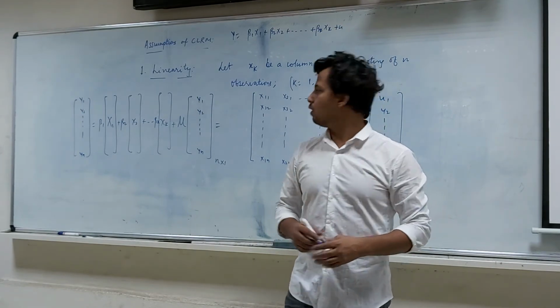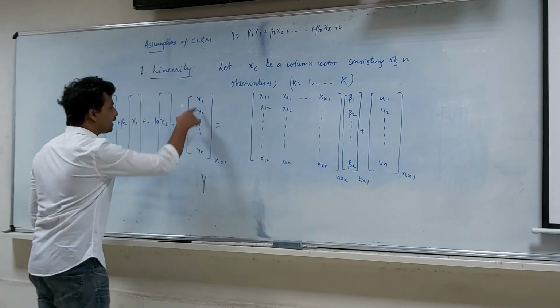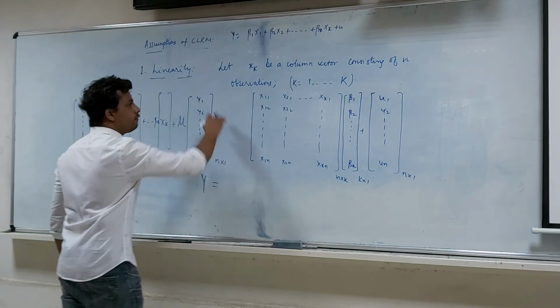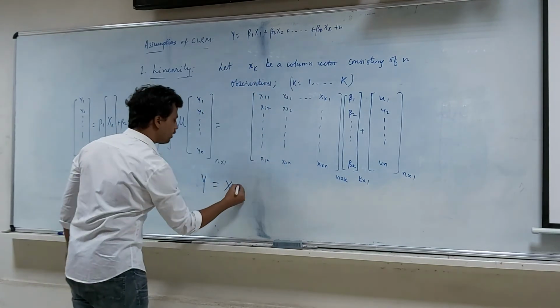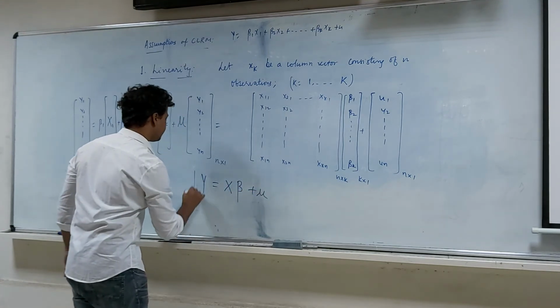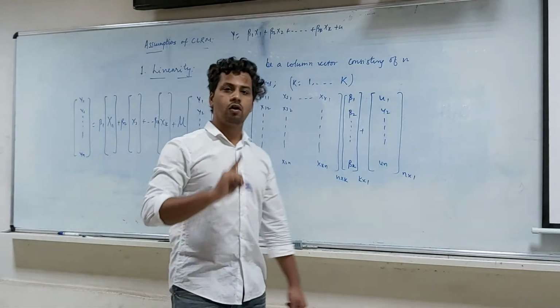Next, in totality it can be written as follows. For the entire vector of y, I write it as bold letter y. For the entire data matrix, I write it as bold letter X. For the entire vector of beta, I write it as beta, plus mu. So this becomes your first assumption of CLRM.